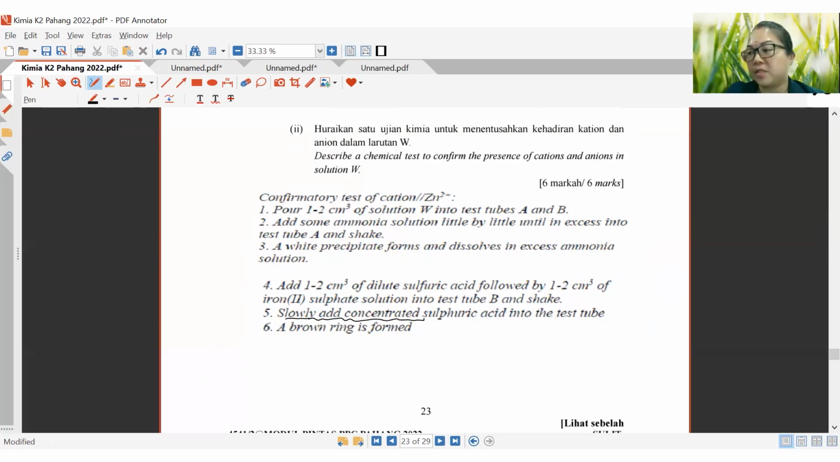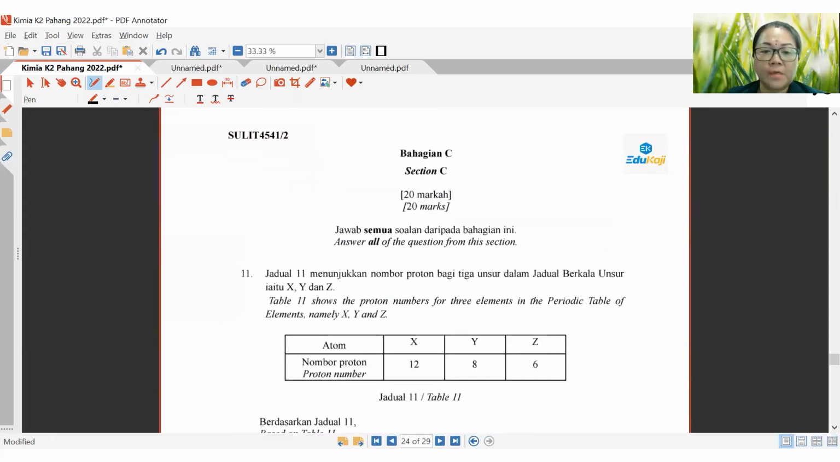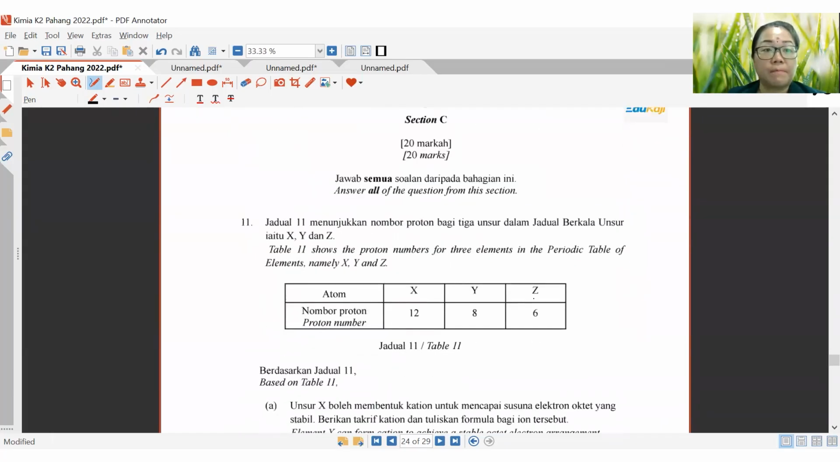Okay, you cannot just simply drop it in. That's not right. Okay, so 1, 2, 3, 4, 5, 6. These are 6 marks answer. Okay, so that's it for section B.